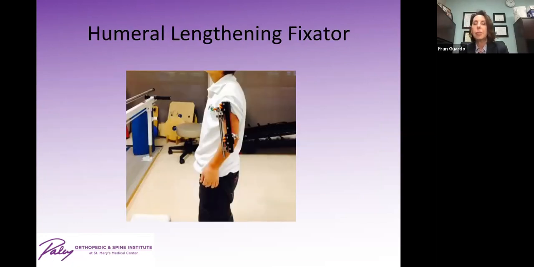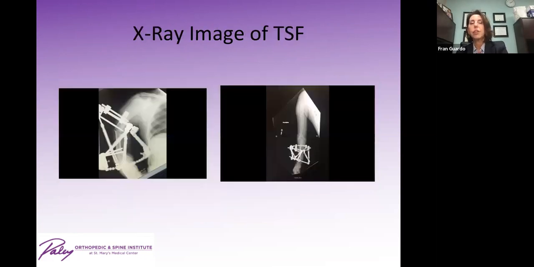And this is an example of a lengthening where this young man had a modular rail system. Again, we would use a similar system, but much better is the Vilex system. So he has the external fixator. These are just x-rays of folks with the Taylor Spatial Frame on different parts of their arm. This is a humeral correction and lengthening, and this down here is a radial ulnar. So they can be used on basically any part.